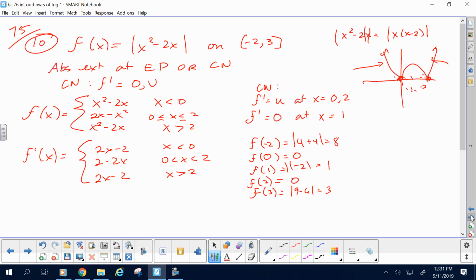All right. Now we conclude, making sure we answer the question properly. Does it say at what x, or what is the max value? And it says what is the max value. The max value of f is 8. The min value of f is 0.